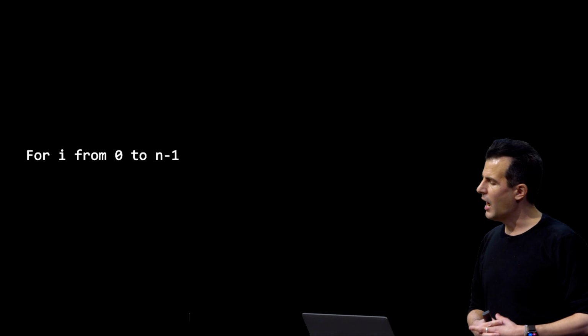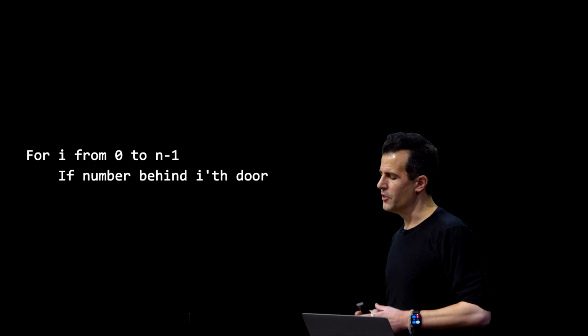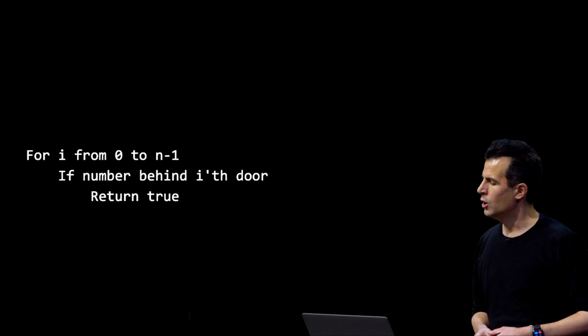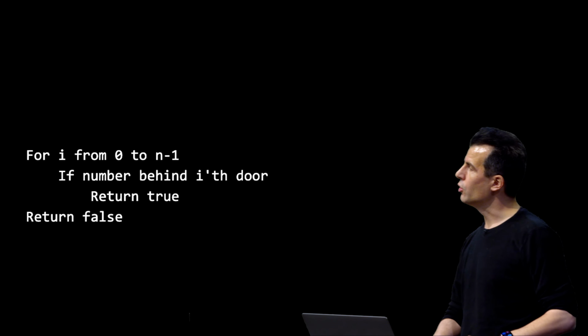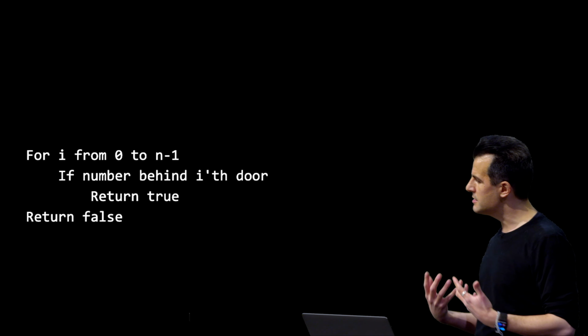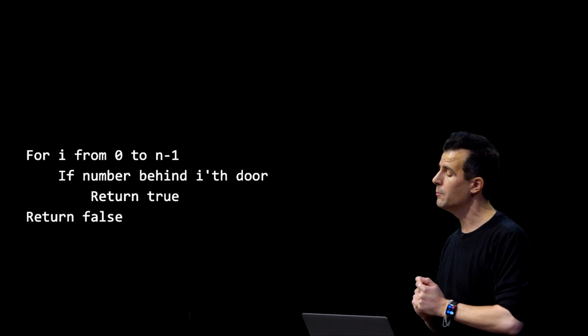So with linear search, I would propose that we could implement it in pseudocode first, if you will, like this. For i from 0 to n minus 1, all right, we'll see where we're going with this. If the number is behind the ith door, return true. Otherwise, at the very end, return false. So it's a relatively simple translation into pseudocode, much like we did with the phone book some time ago.